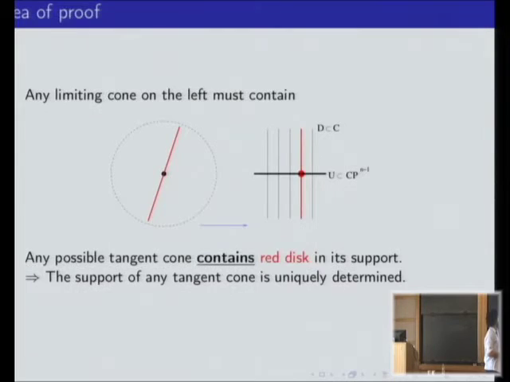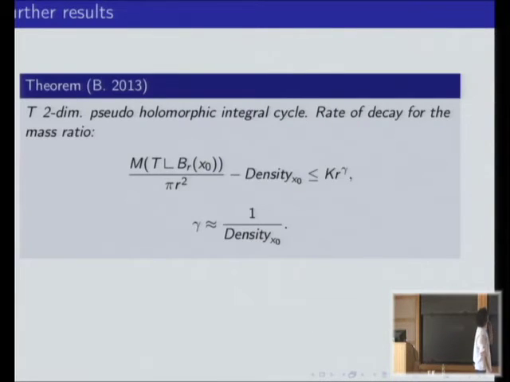And so this concludes the proof of the uniqueness in this case. There is some extra work you can do on these currents. For the case of two-dimensional pseudo-holomorphic currents, you can address the same problem of dilating and converging to a tangent cone. What we saw is that this mass ratio converges monotonically to its limit, which is the density at the point. What you can ask is how fast this ratio converges.